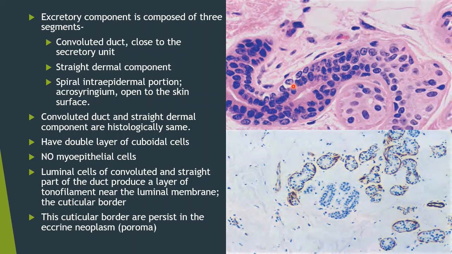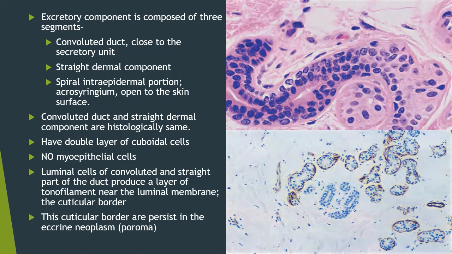The absence of the myoepithelial layer can be easily identified if we do some myoepithelial immunomarkers, as in this picture. The glandular portion of the eccrine glands shows the presence of myoepithelial cells in the periphery, that is, the myoepithelial markers are positive here. However, in the central portion, the duct or excretory component of the eccrine glands does not have a myoepithelial layer, and that is not highlighted by the immune marker. The luminal cells of the ducts show the presence of a layer of tonofilaments, and that forms the cuticular border. This cuticular border can again be seen in eccrine neoplasms like poroma.